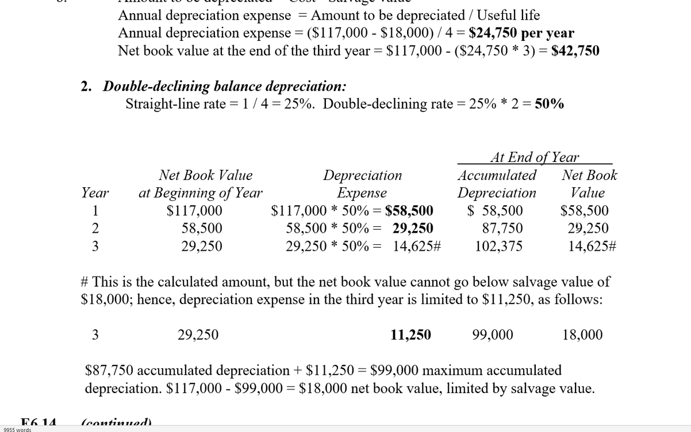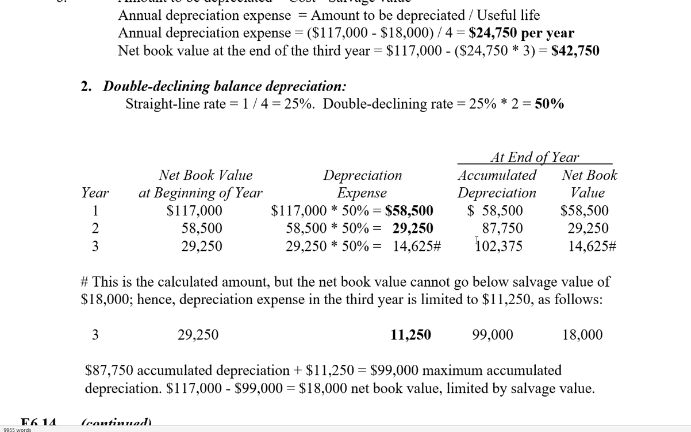And then we take the 29,250 down here and use that at 50%. Now when we do that, we've got an amount here, 14,625, but there's a big hashtag next to it, and there's a reason for that. We can't bring the value of our piece of equipment here, our truck, down less than what the salvage value we estimated it would be.